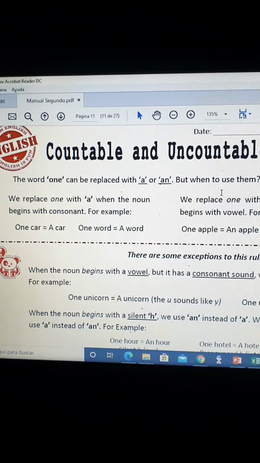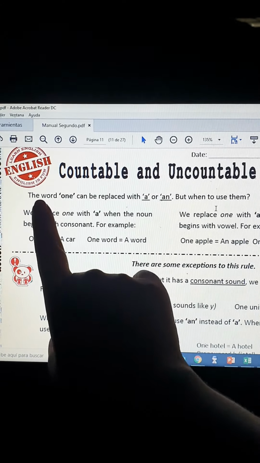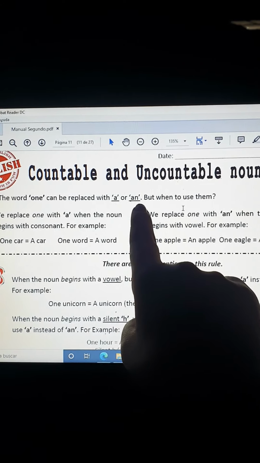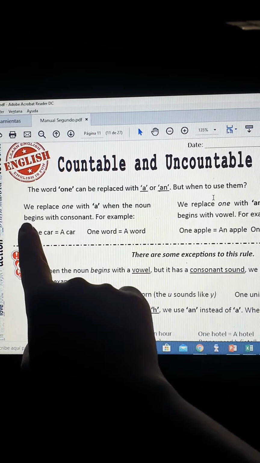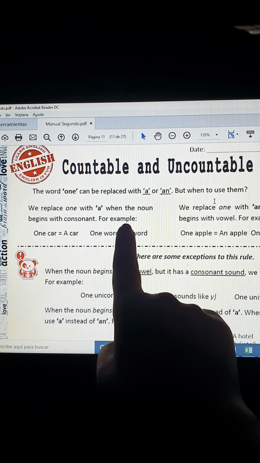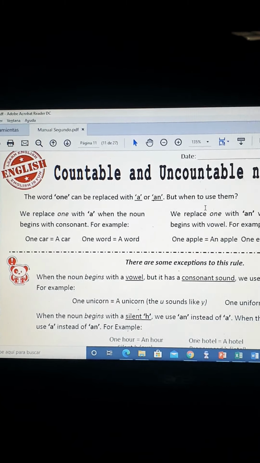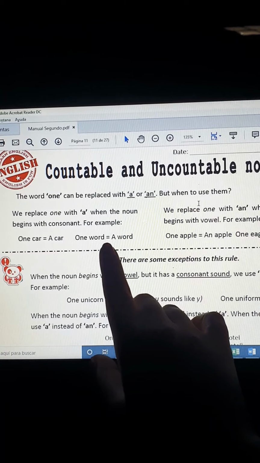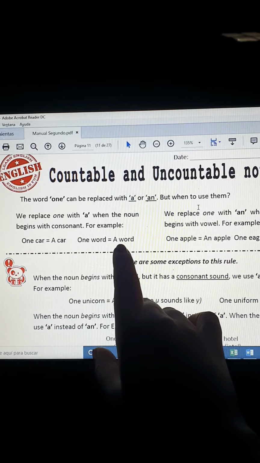So, we use a as one, but we have a variation of that a, an. Let me show you. So we have it over here, countable and uncountable nouns, okay? The word one can be replaced with a or an, but how do we use them? A, when the noun begins with a consonant. For example, one car, C is a consonant, a car. One word, W is a consonant, a word, okay?